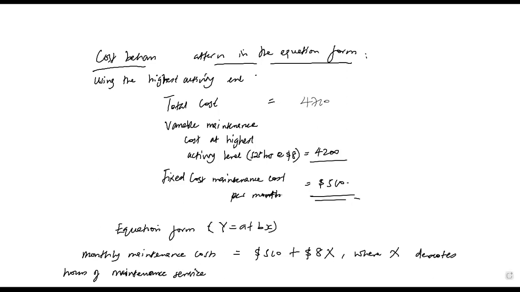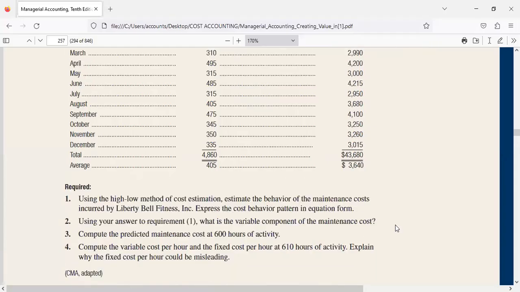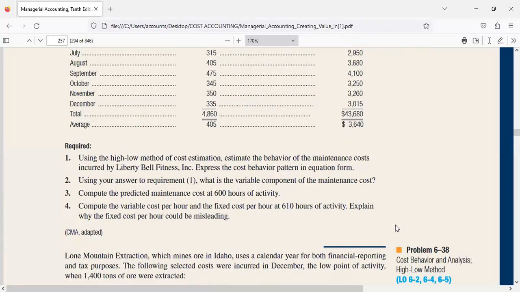Let's look at Roman 2 of the question. Using your answer to requirement 1, what is the variable component of the maintenance costs? Of course, we have completed that. It is $8. So just come here and say that the variable component is $8, as we answer question 2.